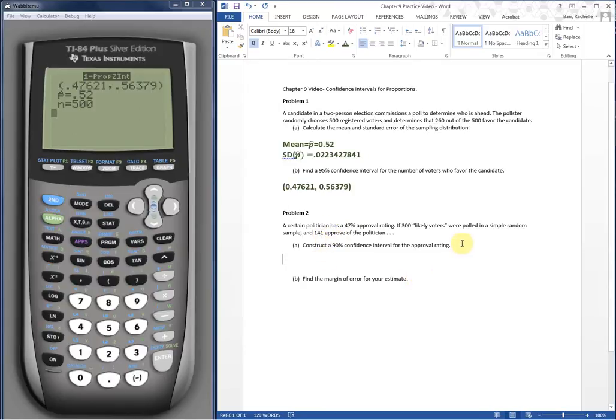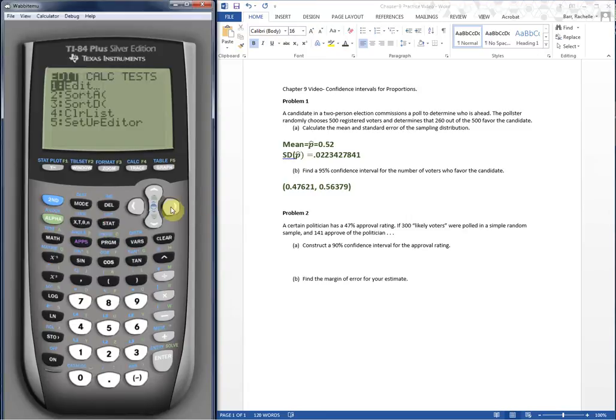So suppose instead I want to do a 90% confidence interval of likely voters. We're looking at approval rating in this one, which is slightly different. So let's go ahead and hit stat again. We're going to arrow over to tests, and we want the one prop z interval, which is near the bottom. Here I have 141 people out of 300. And instead of 95, I want 90%. Now, you could just put 0.9 here. It would still work just the same, but that's what we're going to do for now. Let's go ahead and hit enter. And there we go. I have my confidence interval.